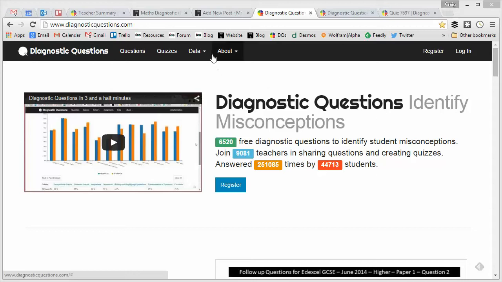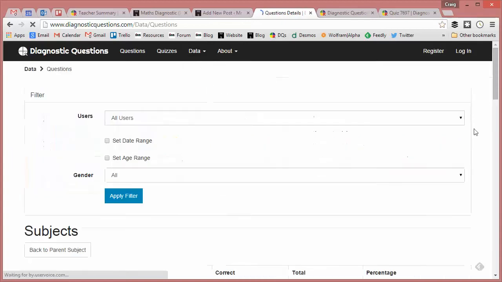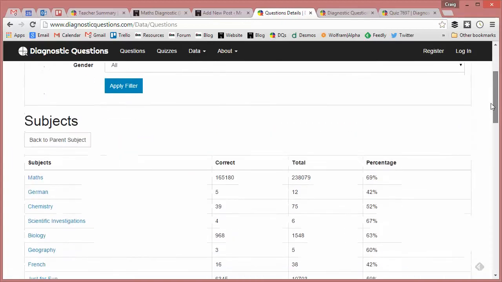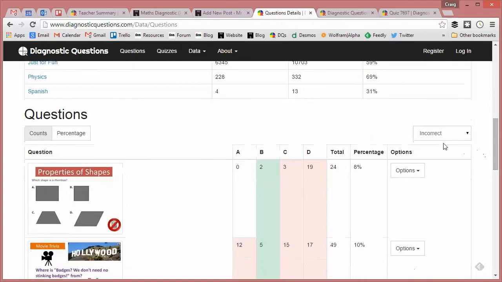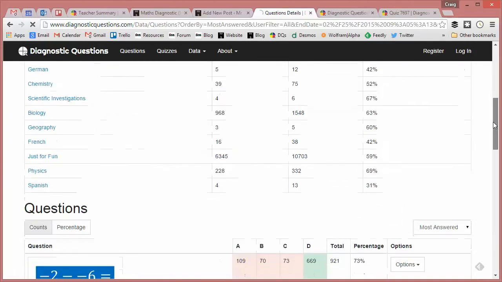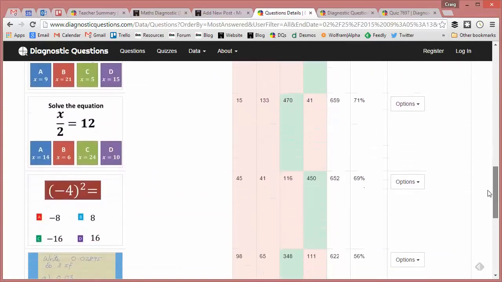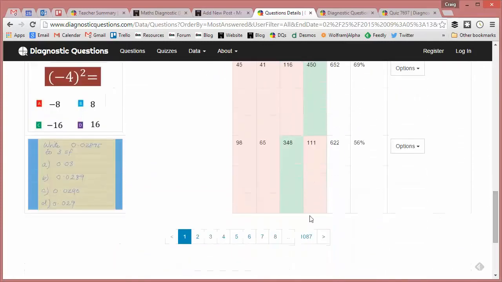Now, we haven't done a shape and space question for a while, so I fancy doing one of those this week. So, as ever, the data questions page is the best way to start. This is automatically filtered by most incorrectly answered questions. Often I like to go for most answered because that gives me much more data to play with. And as I scroll down here, you'll see some questions that are very familiar to people who've been following the Question of the Week series.